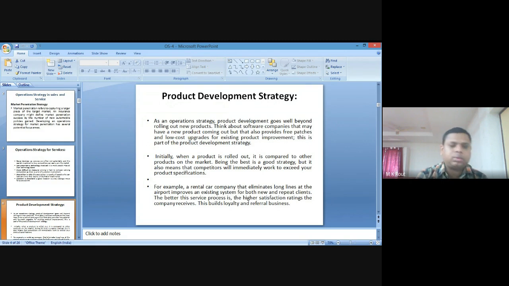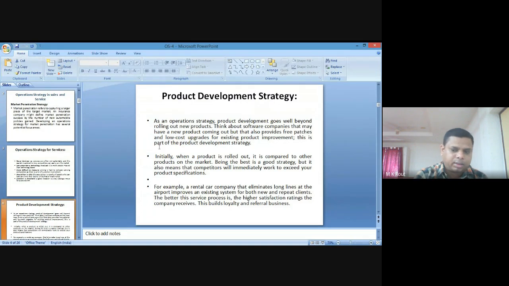Due to these things, whenever you go for sustainability, you have to implement this kind of strategy for a long period. Then moving to the next point, for example, a rental car company that eliminates long lines at the airport improves the existing system for both new and repeat clients. The better this service process, the higher the satisfaction rating the company receives, and it builds up more loyalty and referral business also. So for example, if you engage a particular car company for airlines, particularly for receiving and providing drop-off options, it will increase the company's rate, as well as build up more referral business and more loyalty for these companies. So these are the things which are basically used in your product development strategy.